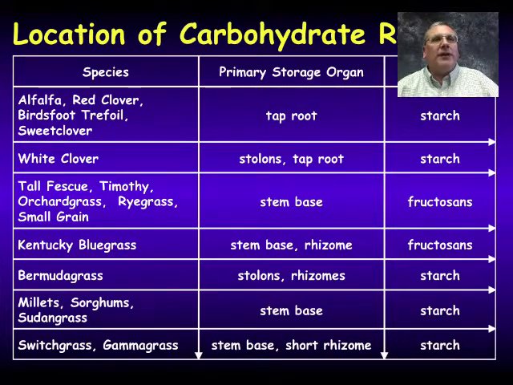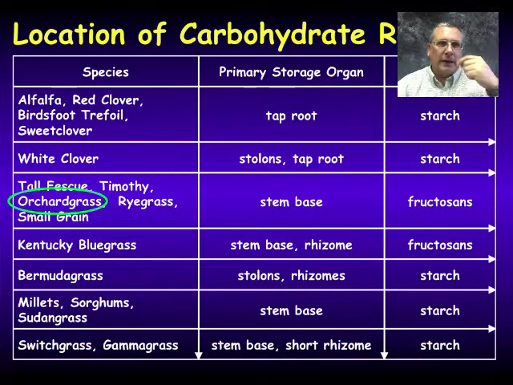This is kind of a busy table, and I'm going to break it down for you, but this shows the location of carbohydrate reserves in plants. And let's take, for example, orchard grass. Orchard grass stores its carbohydrates in the base of the stem, so near the bottom of the plant is where it's storing its carbohydrates.